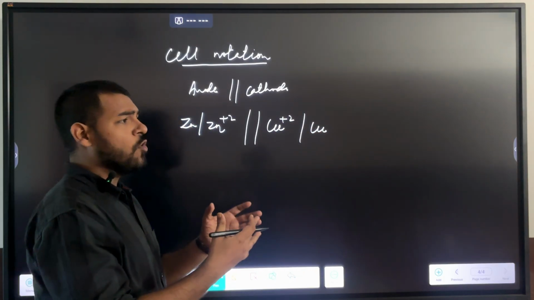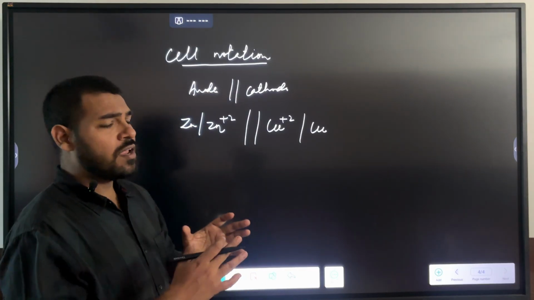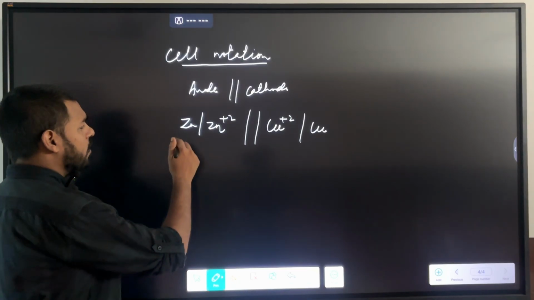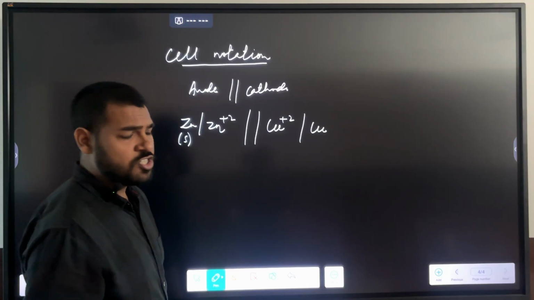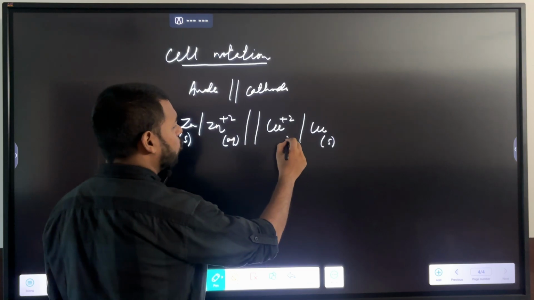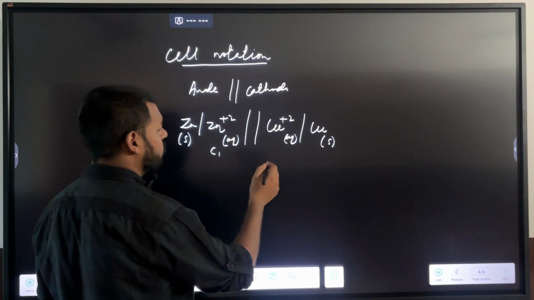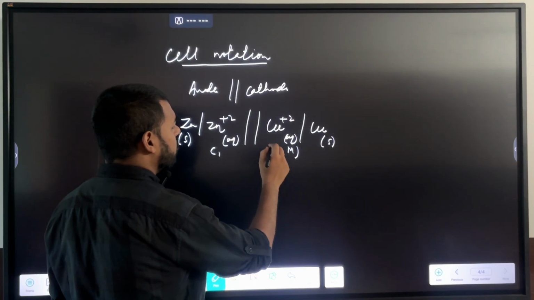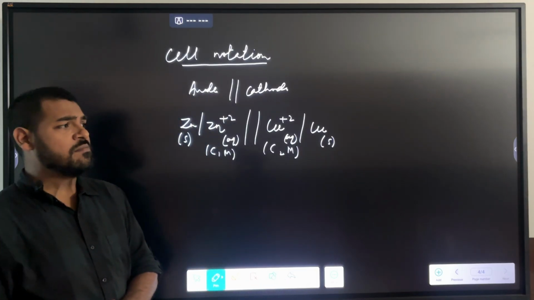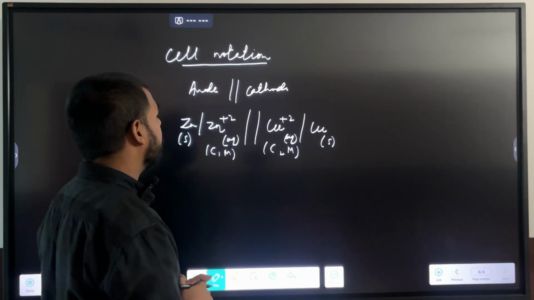So first of all, write the anode on the left side and the cathode on the right side. In between we have the salt bridge, and write down the physical state and the concentration. Zinc is present in the solid state, copper is in the solid state, zinc plus 2 is in aqueous, copper plus 2 is in aqueous. And write down the concentration also. Suppose the concentrations are C1 and C2, so write C1 molar and C2 molar. So this is how we represent a cell. Just remember, from left side and right side, always write the charges. So this is the representation of the cell.